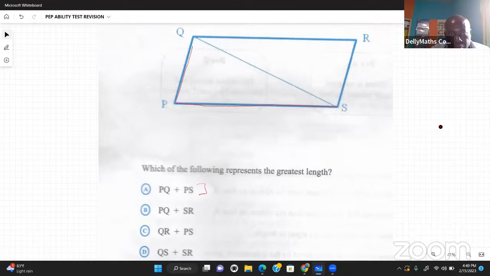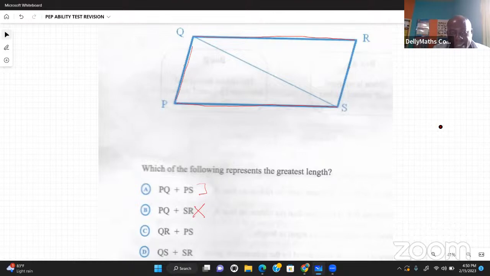PQ again plus SR. Well, PQ and SR is actually shorter than A. So B is out. B is shorter than A right now. Let us go to C. QR, that's the one on the long side, plus PS, right? So this is a good one. This one is not bad, but guess what?